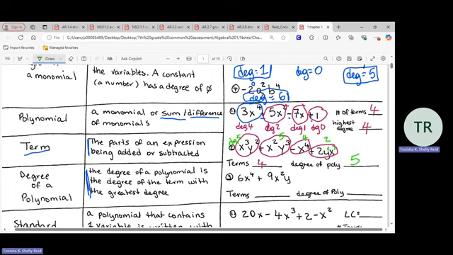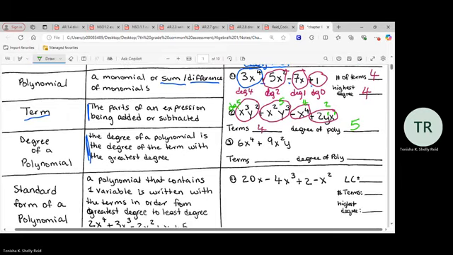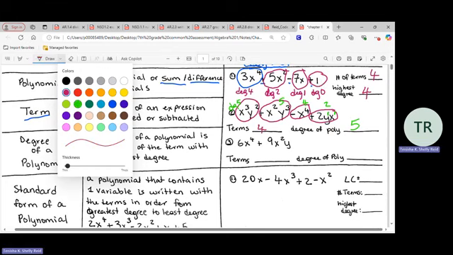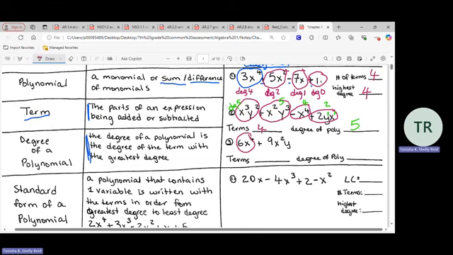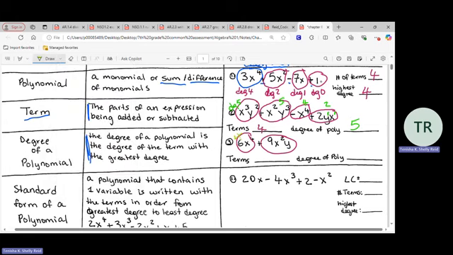You try number 3. Remember to pause. All right, so hopefully you have paused and you tried number 3. You should have had 2 different terms. The degree of the first term was 4, and the degree of the next term was 3. So the degree of the whole polynomial is 4, because that was the highest degree. And there were 2 terms.